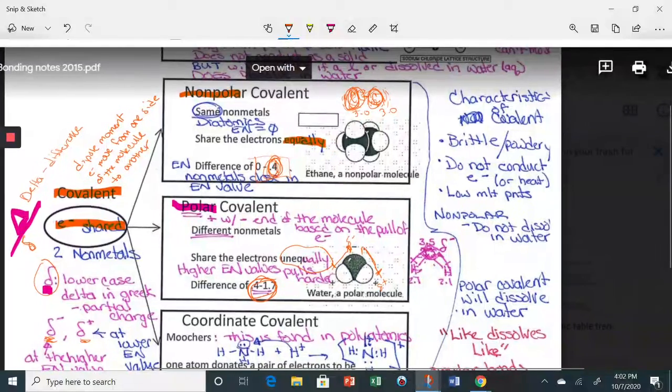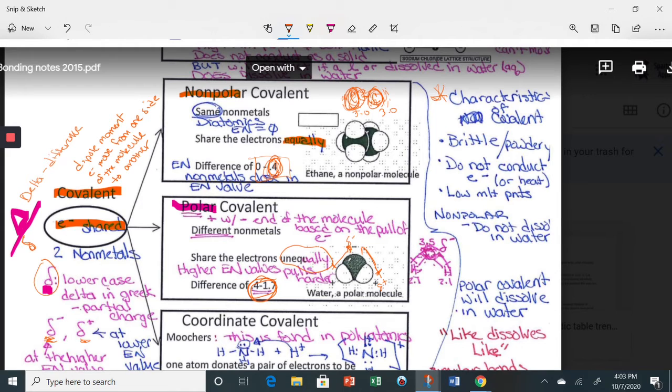Now, characteristics of covalent. Got to know these, just like you have to know the characteristics of the ionics. Covalent is not a nice crystal. You sometimes can have some of them, like sugar can be. But most of the time they're not crystals. They're very brittle. They break apart. They can be crushed into a powder really easily, like between your fingers. They will not conduct electricity. They don't conduct heat. They're insulators.